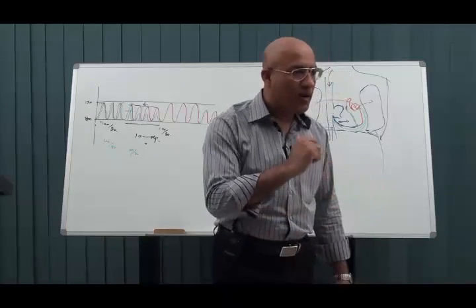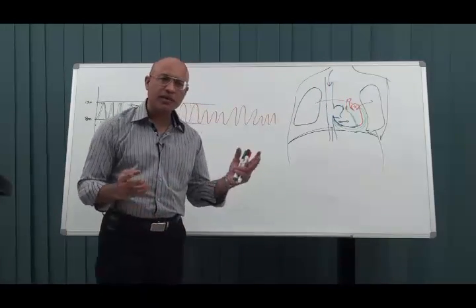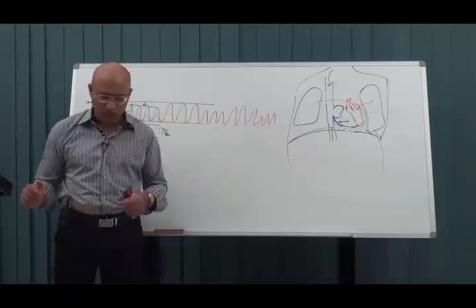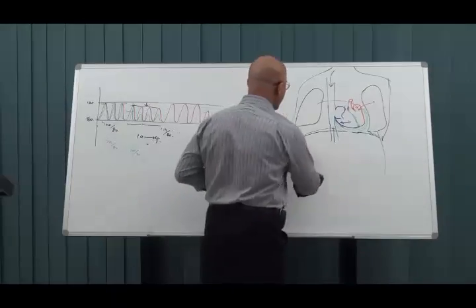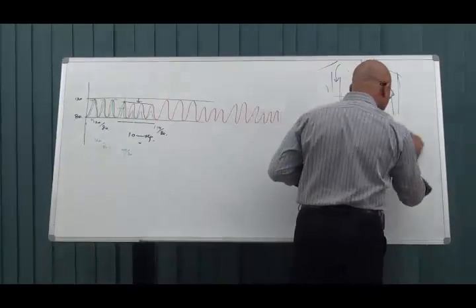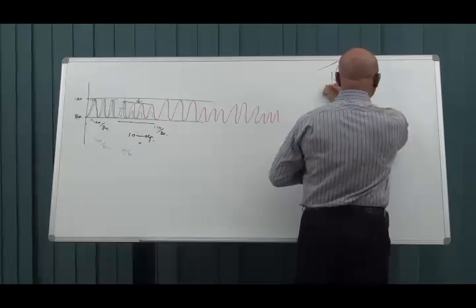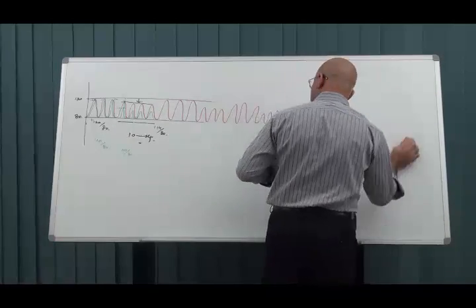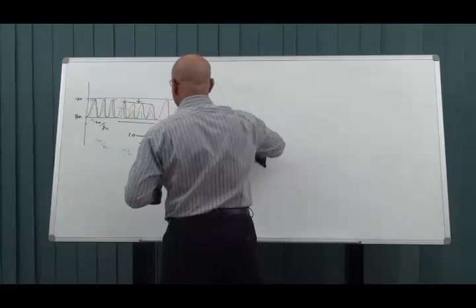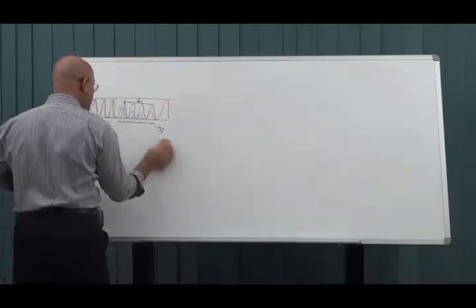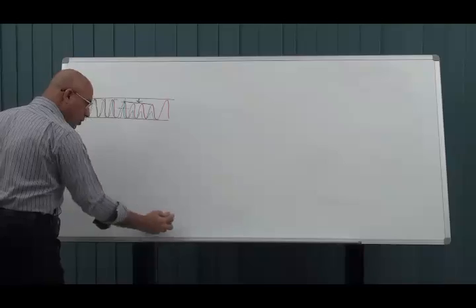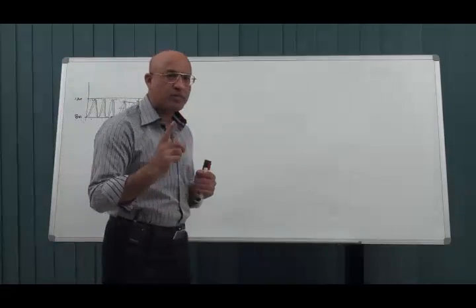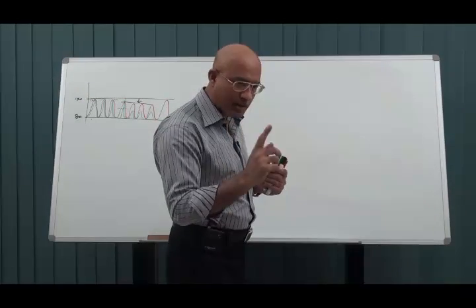Am I clear? Now, why does pulsus paradoxus appear in this situation we are discussing? What is that? Yes, my friends, cardiac tamponade. Okay. Now, we need to explain why pulsus paradoxus is present in tamponade.